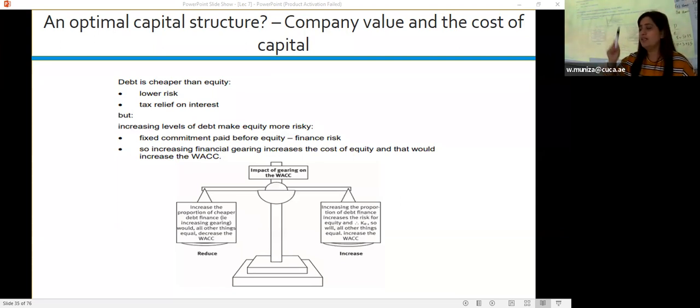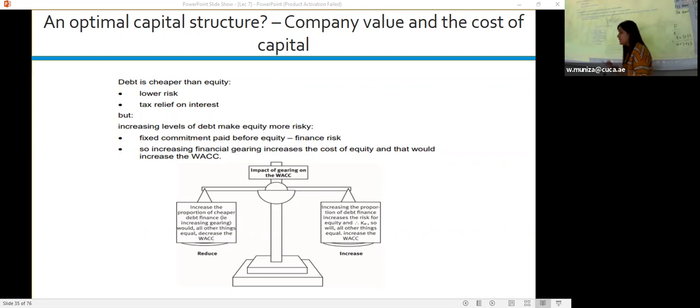But what about that point then? That after a certain level, when the debt reaches a certain limit, obviously the investors will be requiring a higher rate of return. So it means that there must be a balance. We cannot reduce the debt financing in the company, or we cannot increase it as well. If we are going to reduce it, what is going to happen? Increase in the proportion of the cheaper debt finance. Put all other things equal, decrease the WACC.